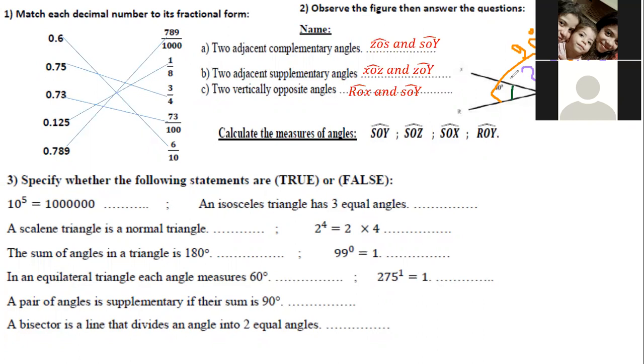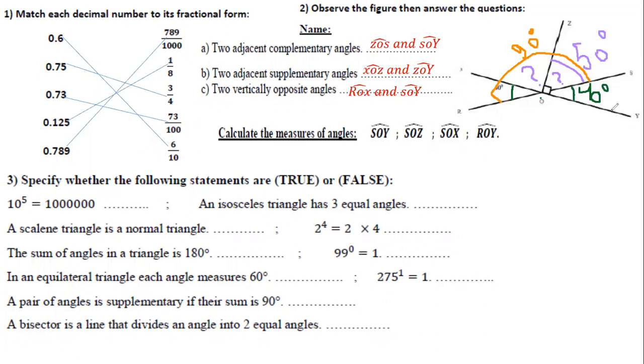Now, angle ROY. What will be the measure of angle ROY? It is 40 plus 90 plus 50 plus 40. So this angle ROY is all these angles together. If we add all these angles together, we will get the measure of angle ROY. So 40 plus 90 plus 50 plus 40, we can say 220.